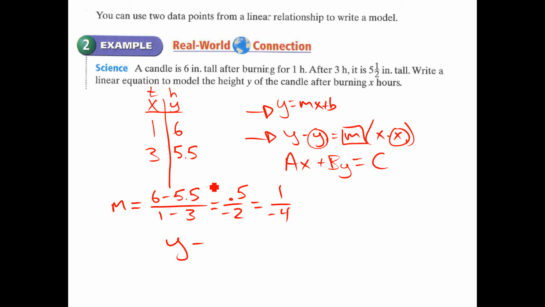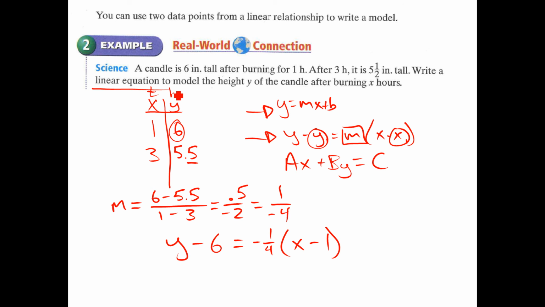And let's plug in some points. Y minus, let's go ahead and use 6 so we don't have to deal with the decimal here. Y minus 6 equals -1/4 x minus 1. And then if we wanted to, we could move it into this form. We don't have to because it just says write a linear equation.